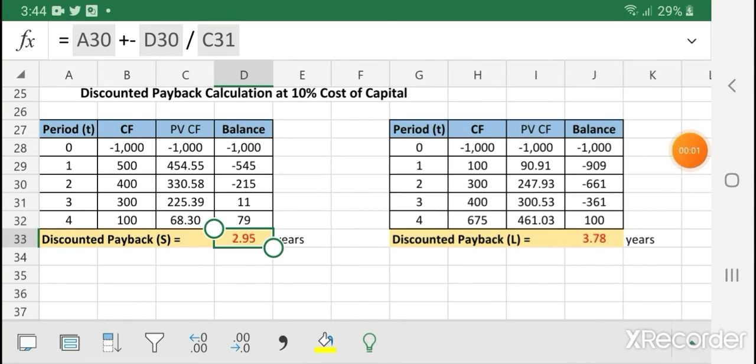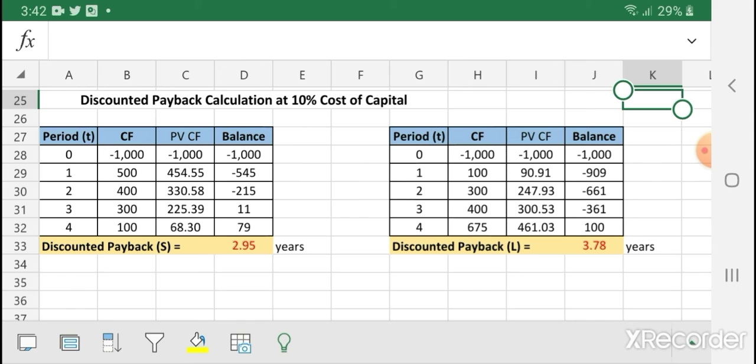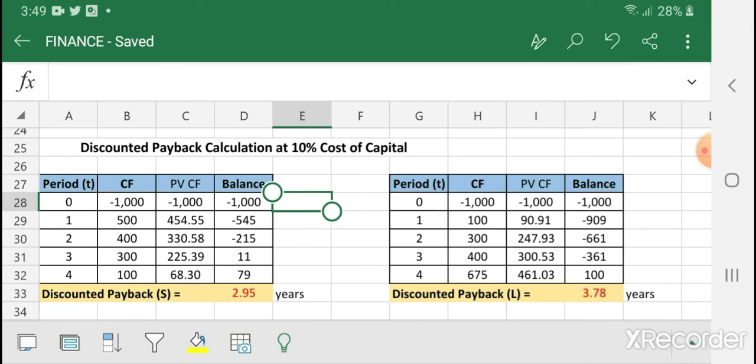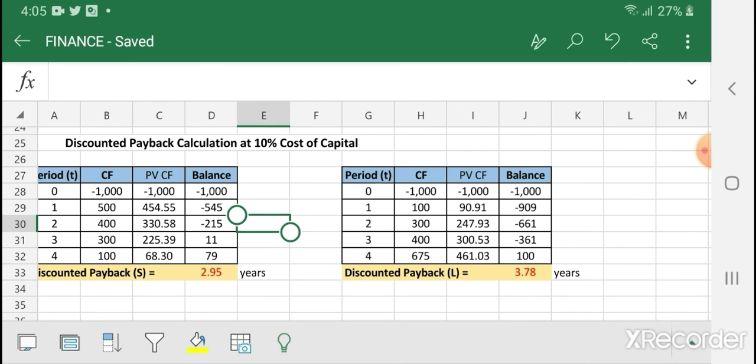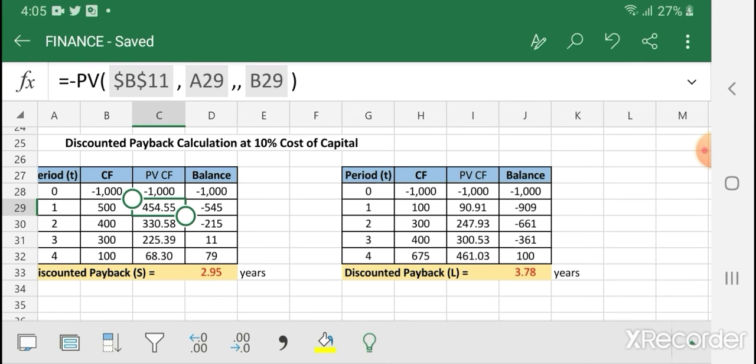Let's now proceed to the discounted payback calculation at 10% cost of capital. Before doing the balance for the discounted payback, let's do the present value of the cash flow first. The discounted payback period takes into account the cost of capital, or the 10% rate. So to get the present value of the cash flow, we just have to put the formula, which is equal to present value, B11, the 10% rate, A29, the number of periods, and B29, the cash flow.